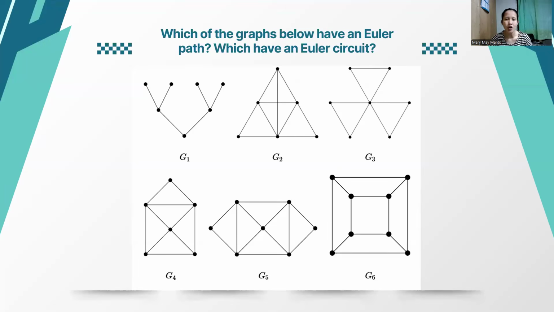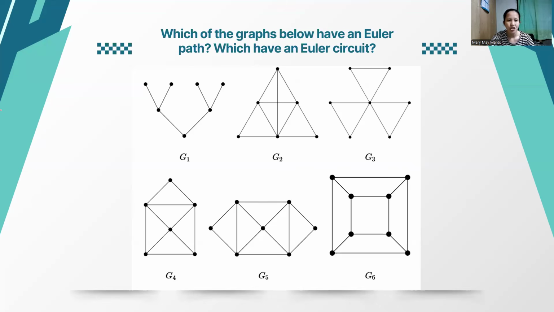Remember the definition of an Euler path, or one of its important characteristics. You can find a path of a given graph if there are 0 or 2 vertices that are of odd degree. So let's try to count the degree of every vertex of the graph.